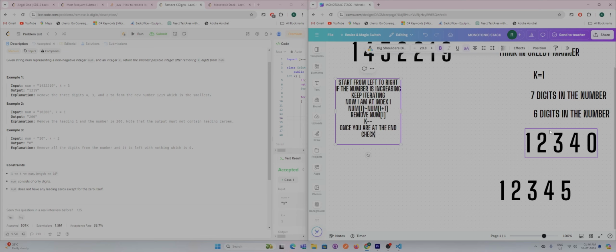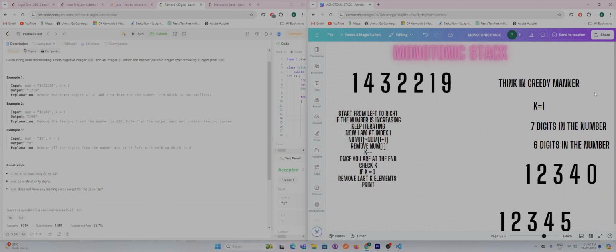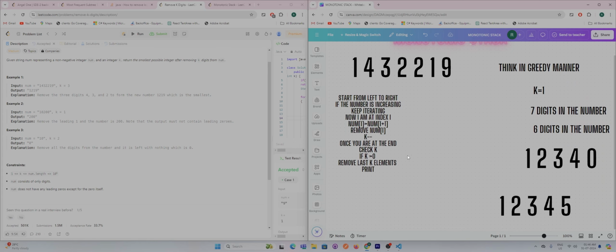check k. If k is greater than 0, which means I have not covered it, remove the last k elements and print, right? Very simple. So I'm done with this. There are also some edge cases.